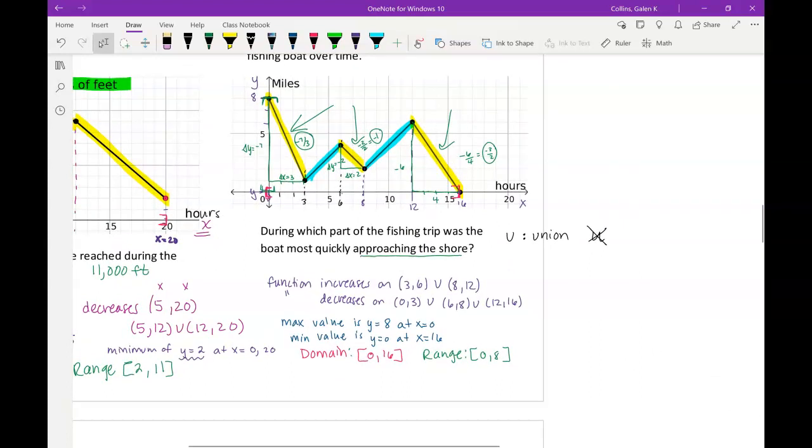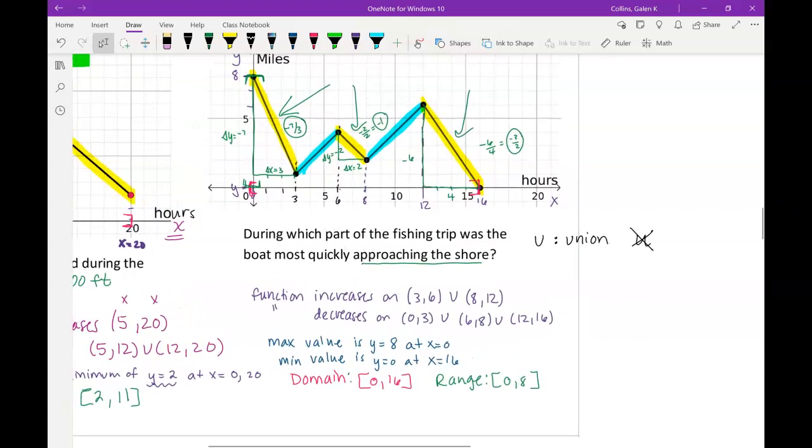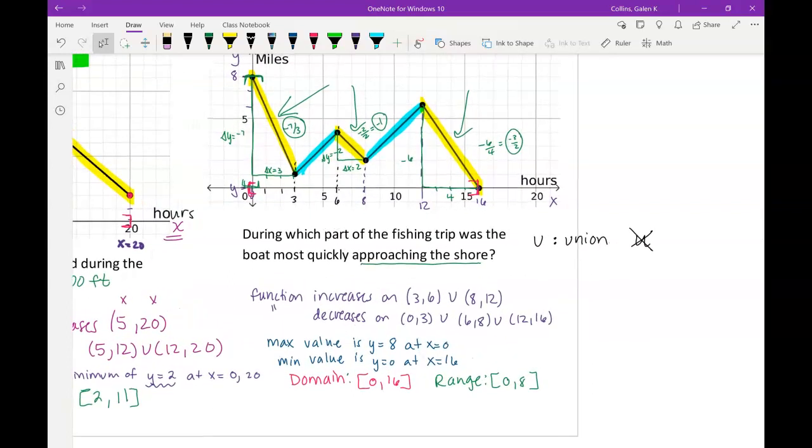So that's going to tell us that that boat was traveling fastest towards the shore on that interval. So during which part of the trip? I would say from 0 to 3 hours, or the interval from 0 to 3. So that is when the boat was most quickly approaching the shore.